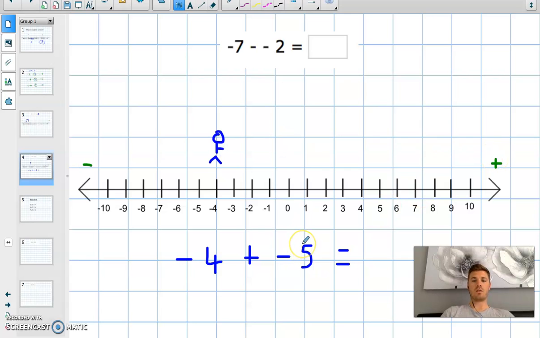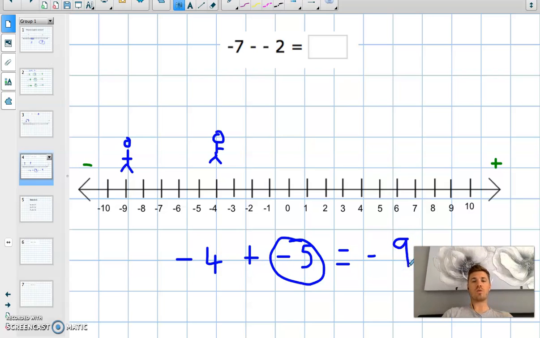Then we're going to subtract 5. And you know that when you take away or subtract, you go backwards. So it's behind the man. So we're going to move 5 backwards. 1, 2, 3, 4, 5. And we end up with our new man on -9. So -4 plus -5 is -9.